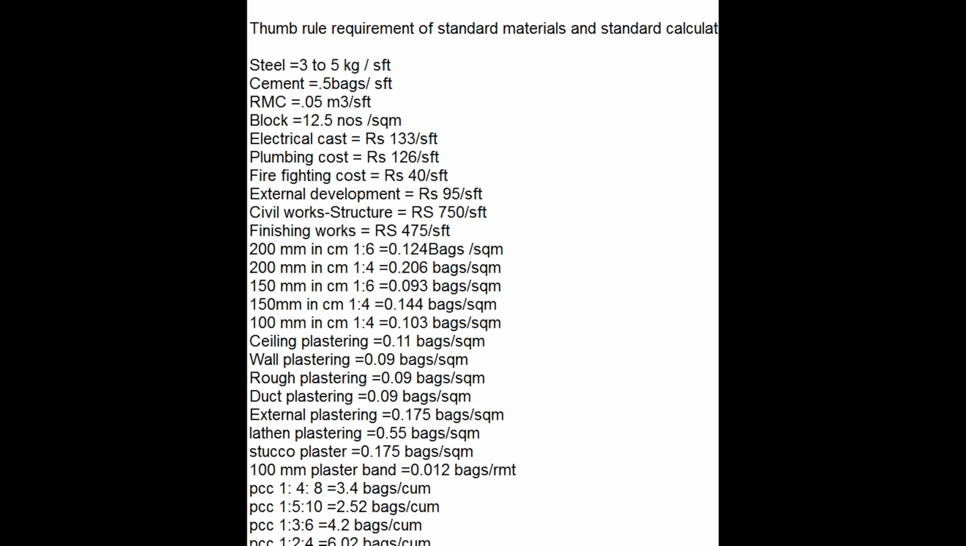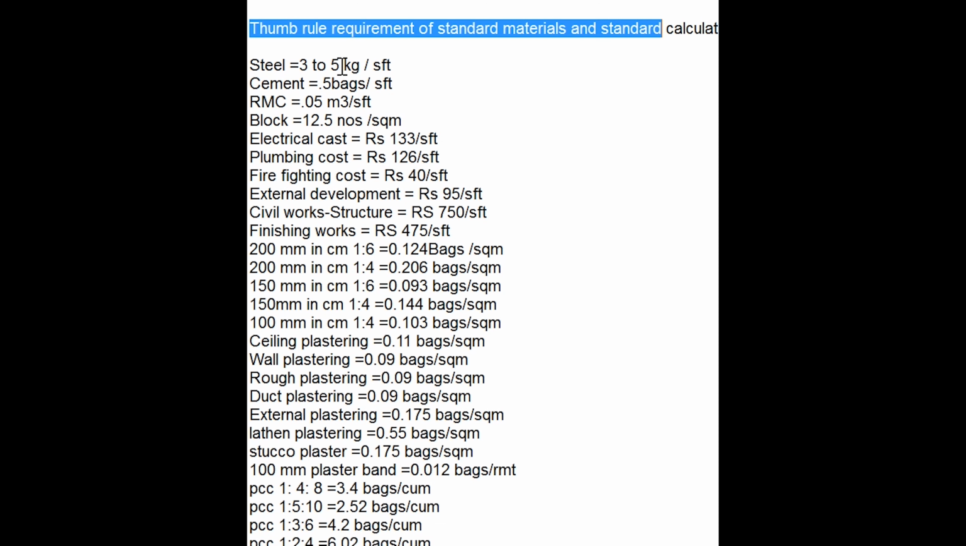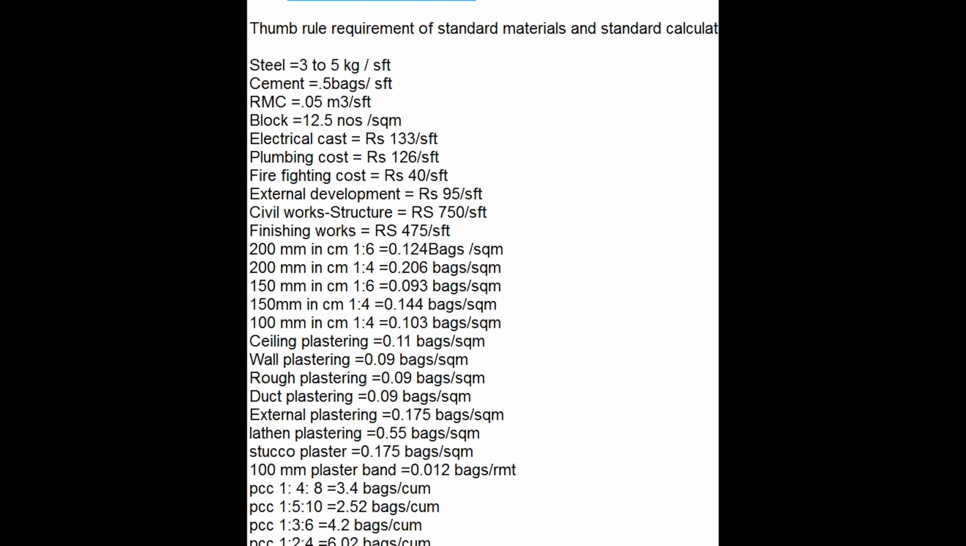If you want to calculate the requirement of standard materials as per the thumb rule, suppose in a high-rise building case, or any other case like a bungalow building, then in general the thumb rule for steel is 3 to 5 kg per square feet, and this square feet is calculated as per the built up area of the building, that is the total construction area of the building.